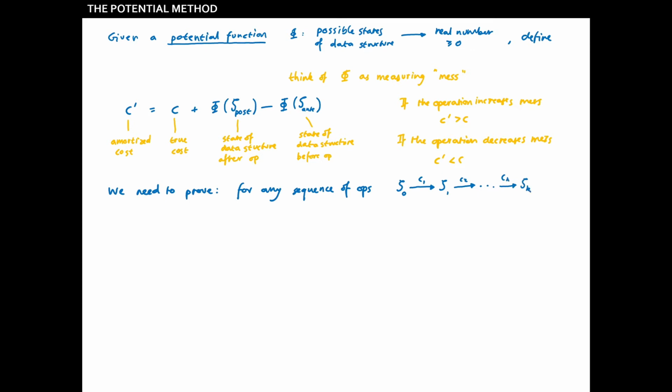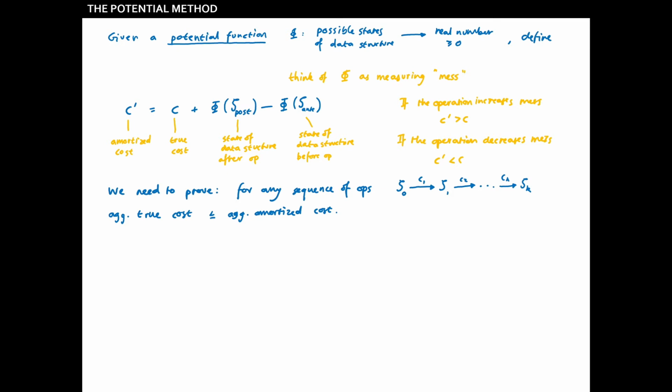So we need to prove that for any sequence of operations, the aggregate true cost is less than or equal to the aggregate amortized cost. That's the definition of amortized cost. I've proposed a C prime. I need to argue that C prime is indeed a legitimate concept for amortized cost. So let's just work this out.